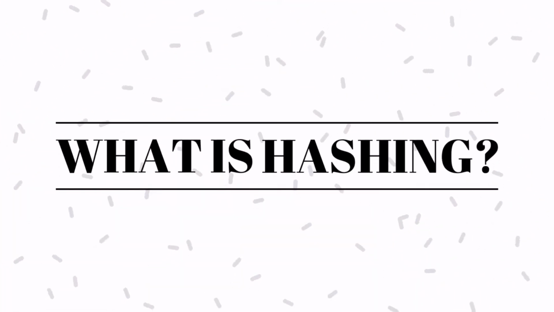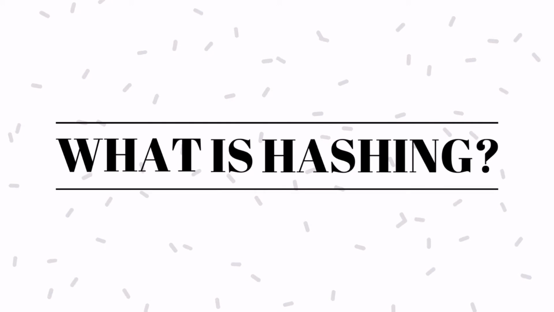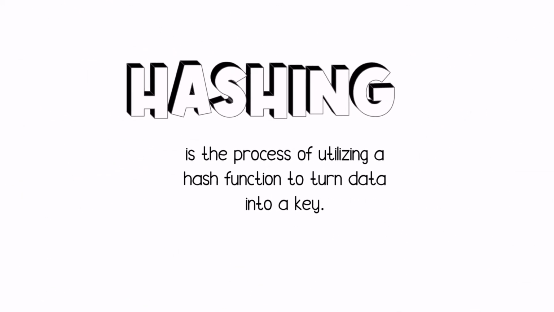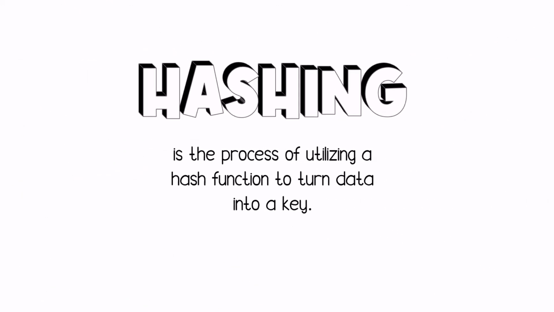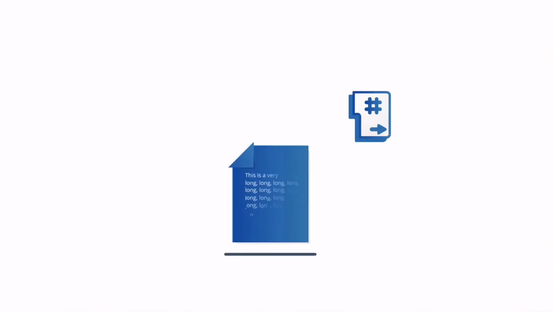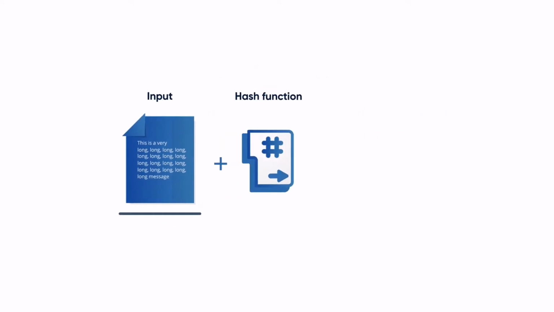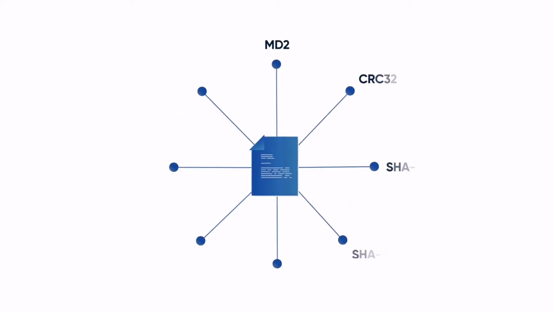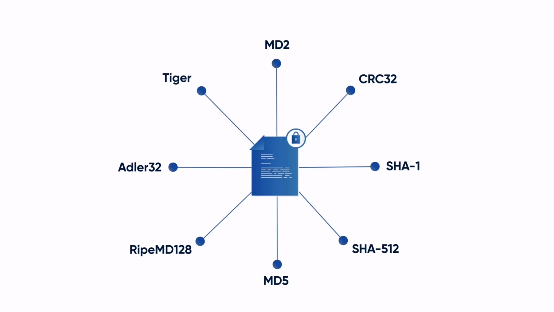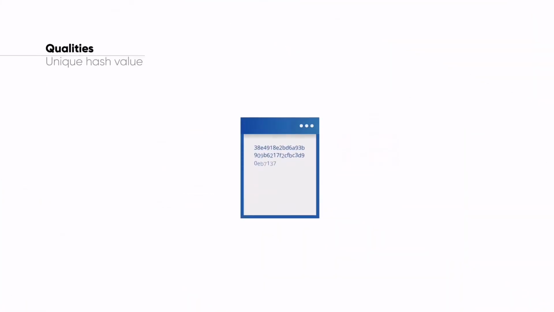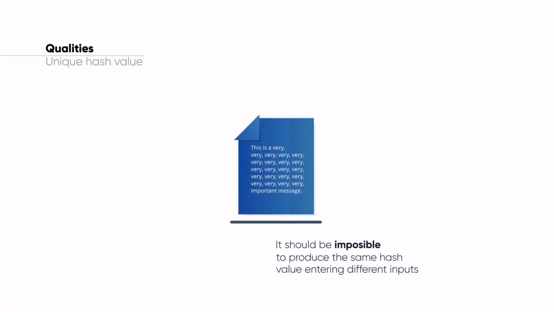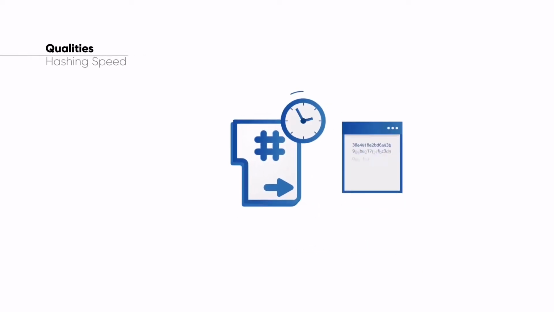What is hashing? Hashing is the process of utilizing a hash function to turn data into a key. By any means, the original data cannot be recovered from the hash key. Generally, the hash keys are stored in the database and compared to check whether the original information matches or not. They are generally used to store passwords for login.